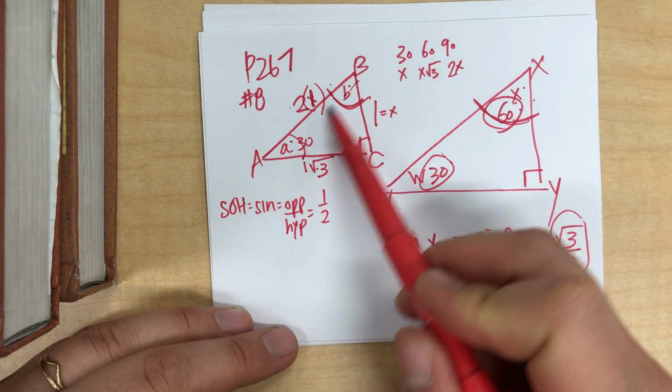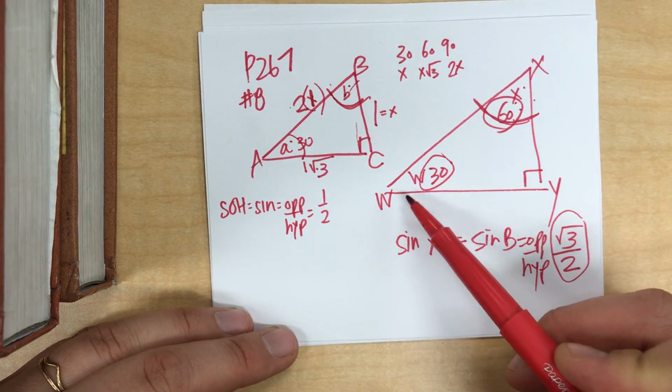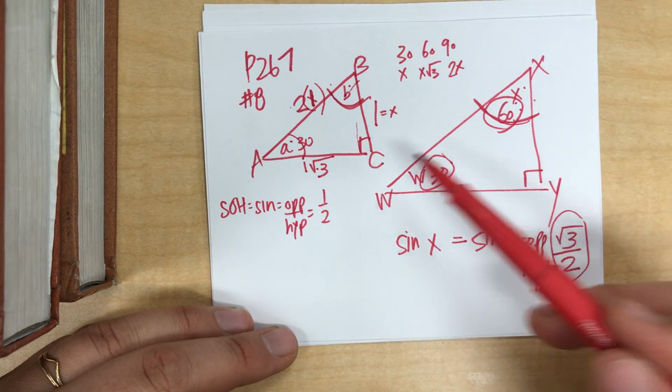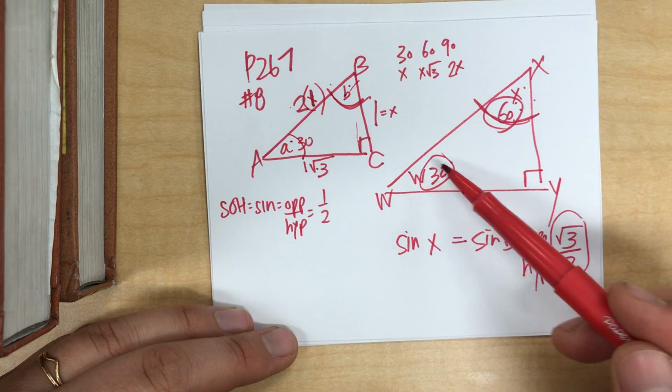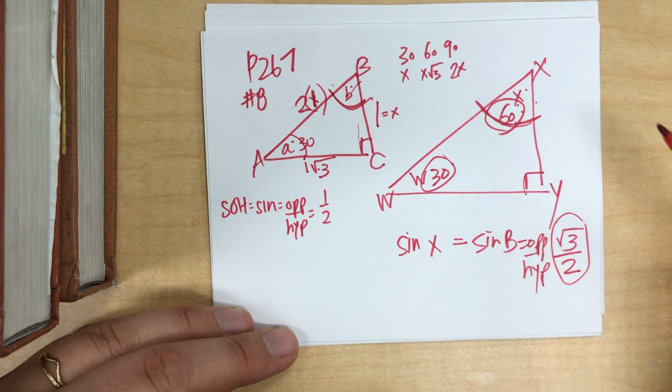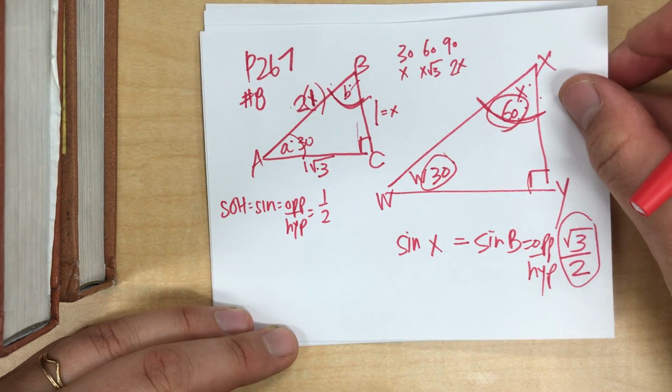So just to review again, this angle is the same as this angle. So what you see here, you could use and apply for these because they're the exact same angle with the same angle measurements of each side.